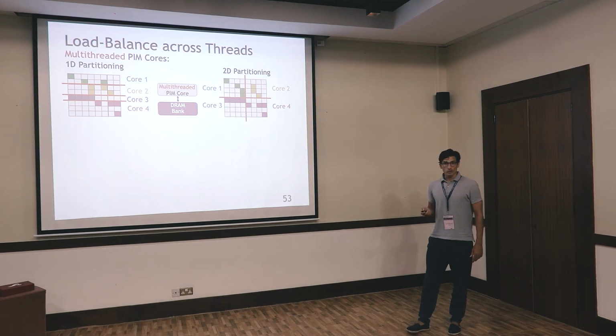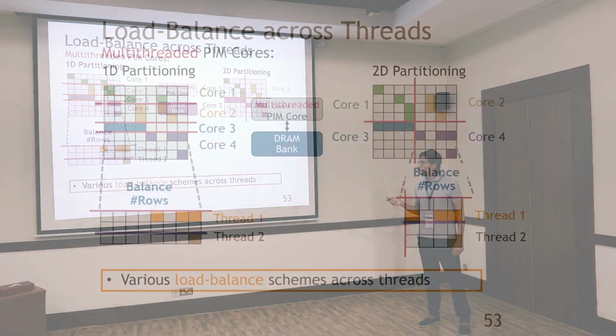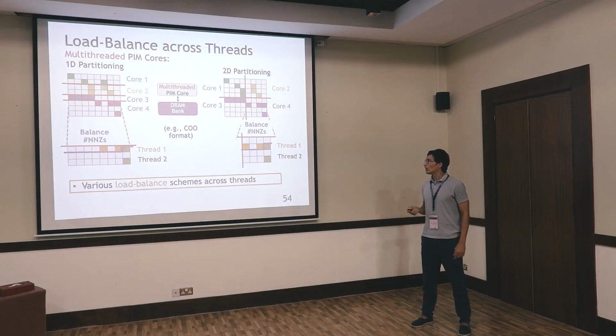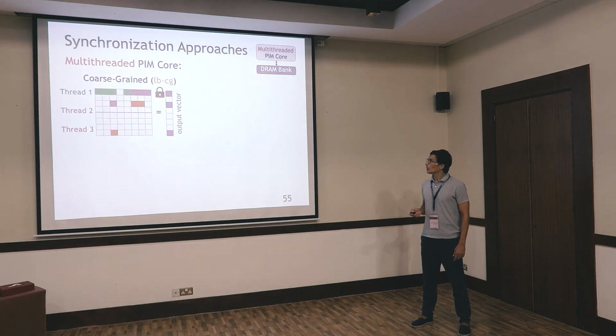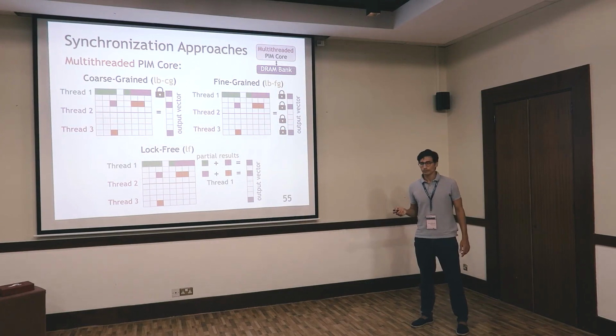We also explore different load balancing approaches across threads. For example, balancing the rows between different threads in 1D partitioning and also in 2D partitioning, or balancing non-zero elements in both 1D and 2D partitioning. And also synchronization approaches, like coarse grain or fine grain. As you see, the difference here is that we're going to have either one single lock for the entire output vector or multiple locks for the output vector, and then a lock-free approach as well.